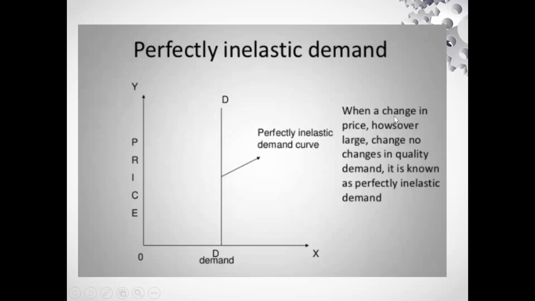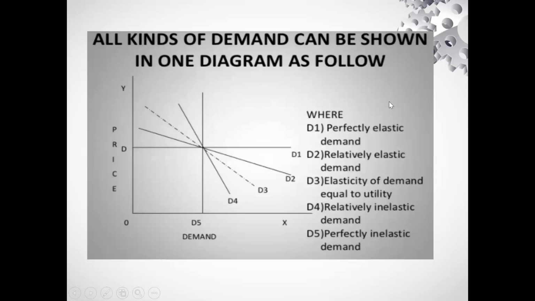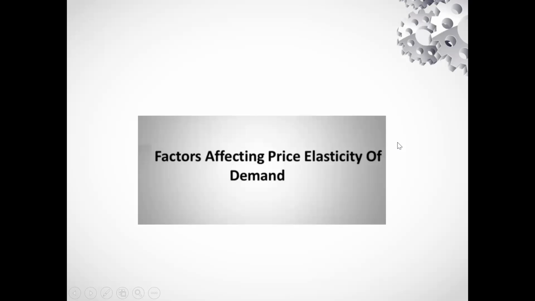And next is perfectly inelastic demand. It is straight. However the price changes, there is no change in quantity demanded, it is known as perfectly inelastic. The same as what we have seen in perfectly elastic, the perfectly inelastic demand curve will also be a straight line. But in the case of perfectly elastic, it will go horizontal. In the case of perfectly inelastic, it will go vertical. Okay. So that's all with the types of elasticity of demand.